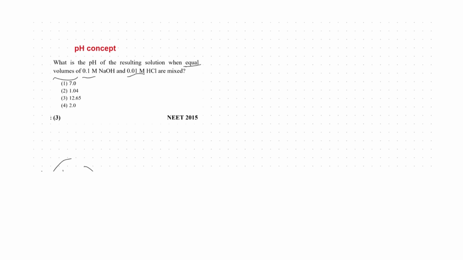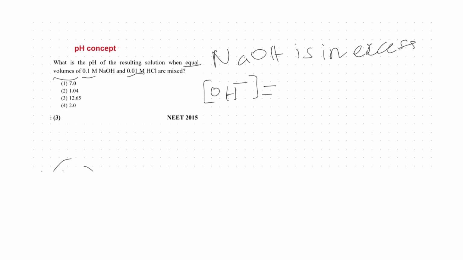Okay, first you decide which is in excess, then you apply this formula. In this case, we have to write OH minus ion concentration. See, if acid is in excess, then you have to write H plus concentration is equal to, you have to write the formula that way. Here NaOH is in excess, so I am writing OH minus ion concentration is equal to (M1V1 minus M2V2) divided by (V1 plus V2). Here M1 is the concentration of the species which is in excess.